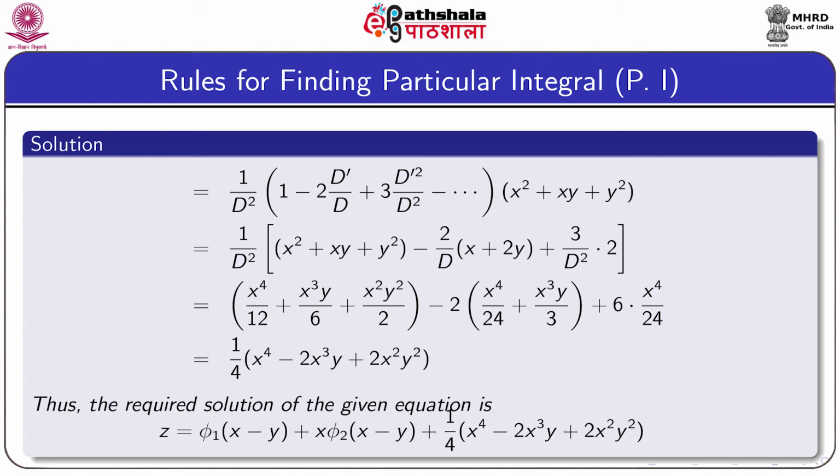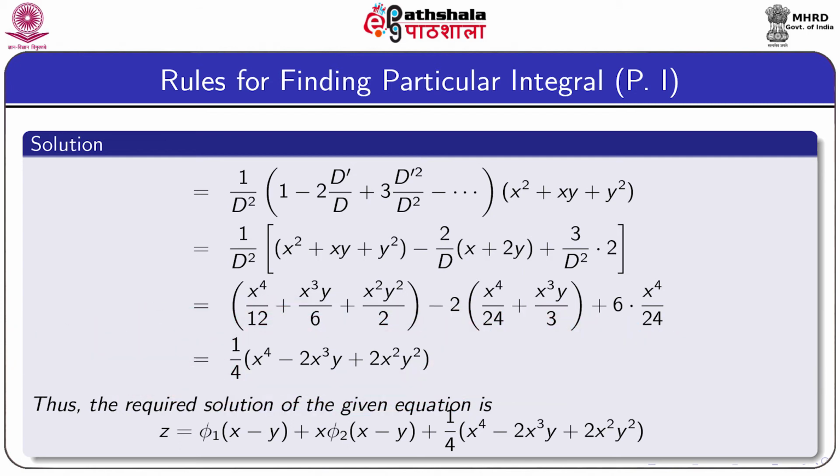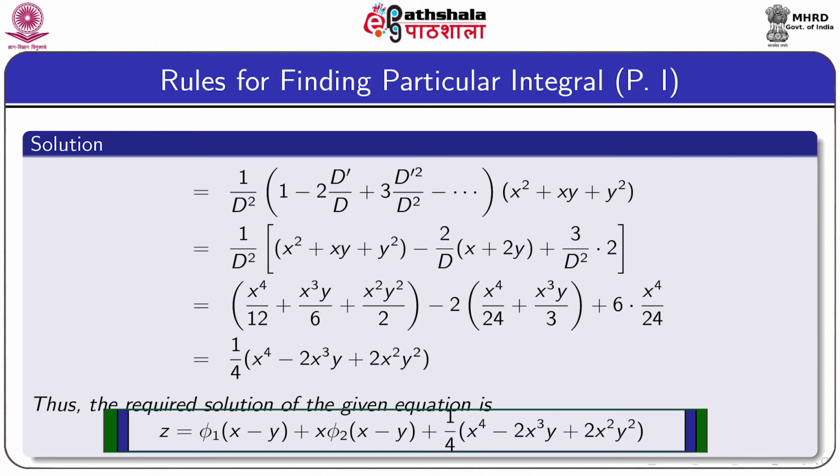So, after simplification it becomes 1 by 4 x to the power 4 minus 2 x cube y plus 2 x square y square. So, the required solution or the general solution of the given equation is the complementary function plus particular integral. So, it is z equals phi 1 plus x phi 2 plus 1 by 4 x to the power 4 minus 2 x cube y plus 2 x square y square.